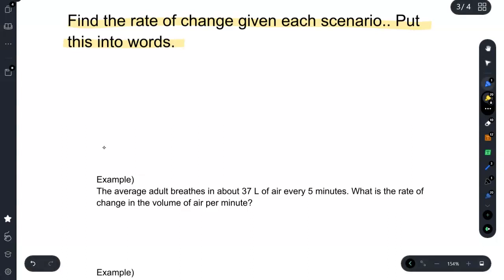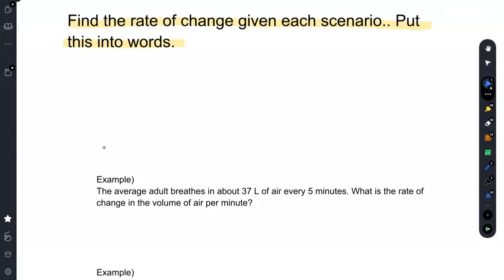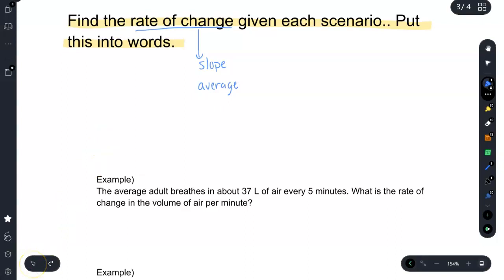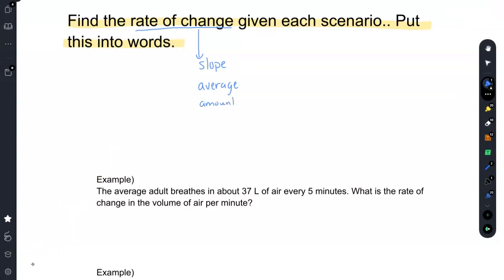Some of them will be worded pretty much the same as how I want you to put it in words. But let's think about rate of change for a second. So we've already used a couple different words for rate of change. We could say slope. Another word we could use is average. Average could mean rate of change. Another thing we can think of is amount over time. What's the amount over time? That kind of leads back to what we're thinking of when we think of the average.